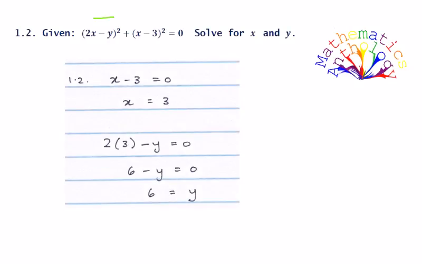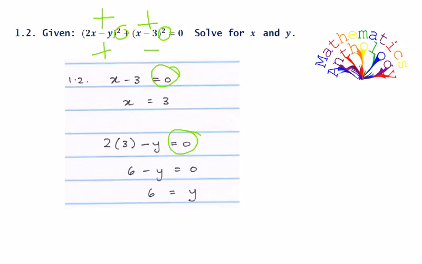Okay, here we're given 2x minus y all squared plus x minus 3 all squared is equal to 0. They want you here to solve for x and y. Usually these are simultaneous equations solved for x and y. In this case it's slightly different because they gave you both terms that are squared and you're adding those terms. Any number squared is a positive. So in this case you'll be adding a positive number plus a positive number. But a positive number added to another positive number will not give you the 0 that they want, because these are squared.